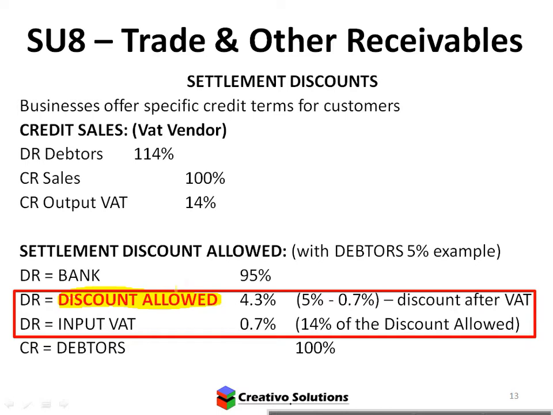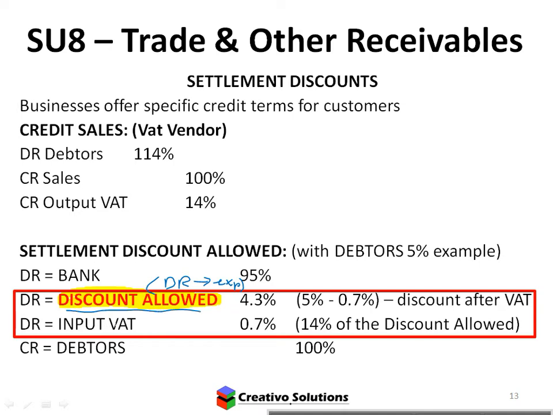If it's a discount that's allowed, it'll be seen as an expense. Expenses go up on which side? On the debit side, because it's an expense. That's why we're debiting the discount allowed.